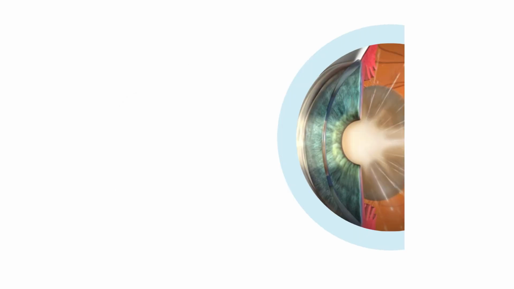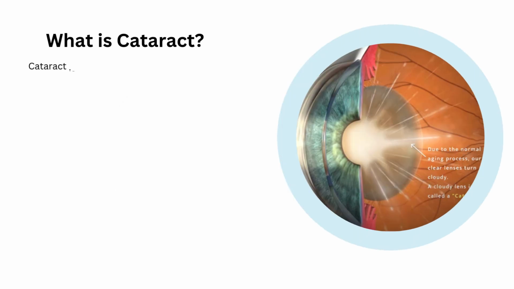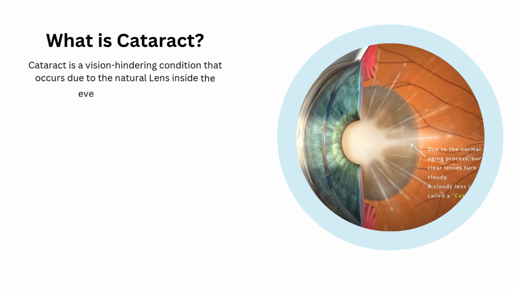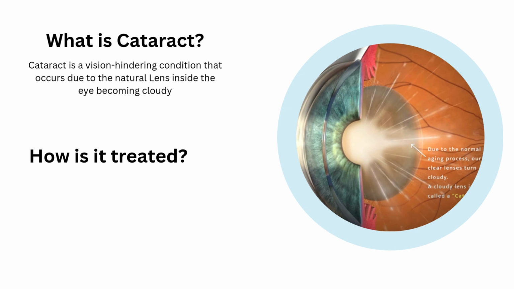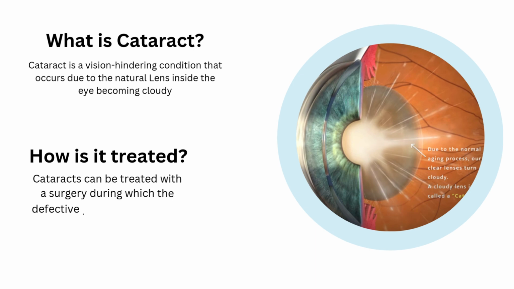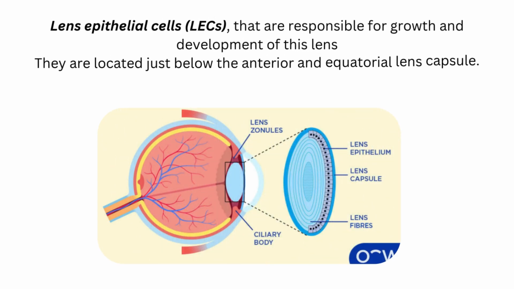Now you might have heard of cataracts. It's a vision-hindering condition that occurs due to the natural lens inside the eye becoming cloudy. Fortunately, cataracts can be treated with a surgery during which the defective lens is removed and replaced with an IOL. Lens epithelial cells, also known as LECs, are responsible for the growth and development of this natural lens.